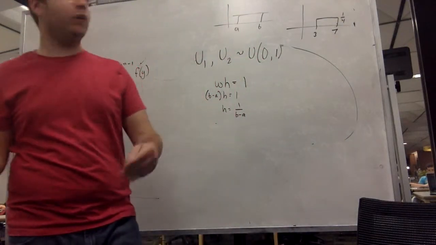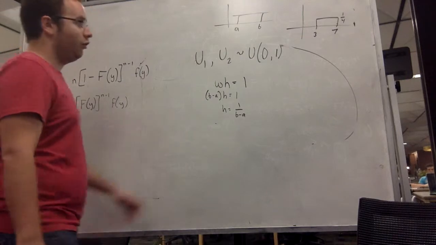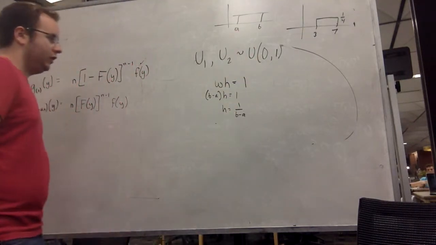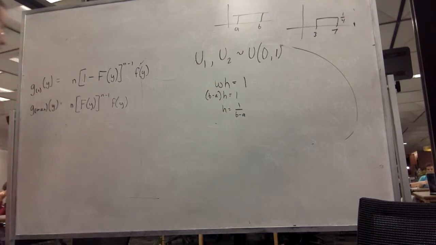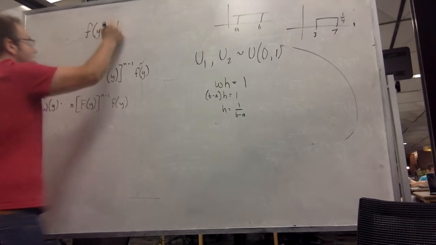How wide is the rectangle? 4. How tall is the rectangle? 1/4. So the total area is 1. Gotcha. So you were right by saying 1 in this case, where the width is 1. Good. So the height is indeed 1 for this case. So that means the density function is 1.